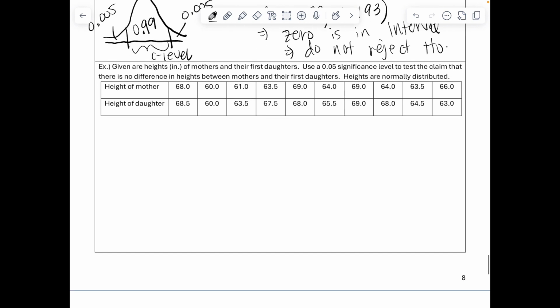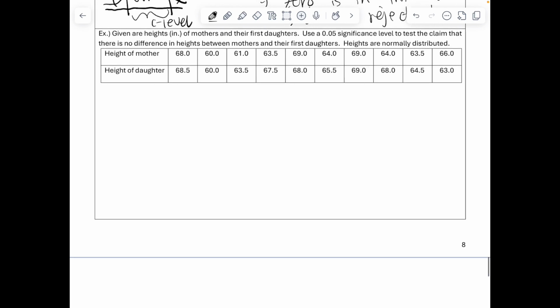So there's one last example here, and the example says, given in the table below are heights in inches of mothers and their firstborn daughters. Use a 0.05 significance level to test the claim that there is no difference in height between mothers and their firstborn daughters. Heights are normally distributed. So for this, again, this is matched pairs data, and the reason why is because if you select a mother, then you must select her firstborn daughter. Does not make sense to compare a mom to another firstborn daughter of another woman. So this is matched pairs.